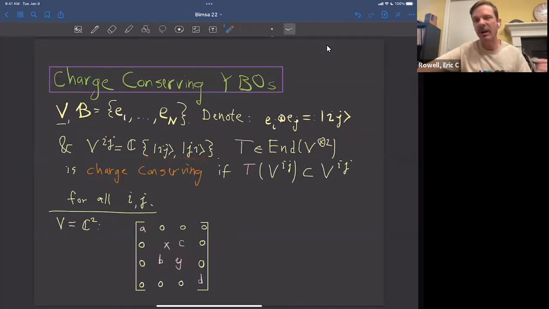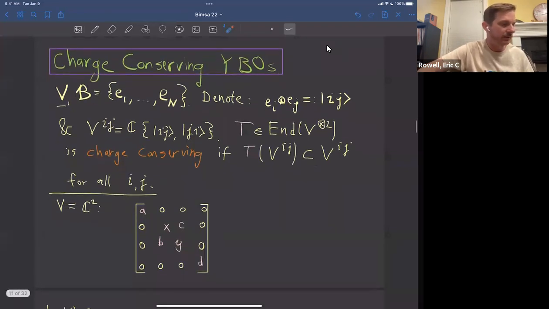And since we're going to be looking at automorphisms, this will actually be equal. But just in general, this is the definition. So when V is two-dimensional, this is just exactly saying that the matrix has this form in the standard basis that you might construct for two copies of V. Okay, so that's what charge conserving is. You can well imagine what it would mean to be charge conserving on many copies of V. It's quite similar. Okay, anybody have any questions? Is it clear what charge conserving is?